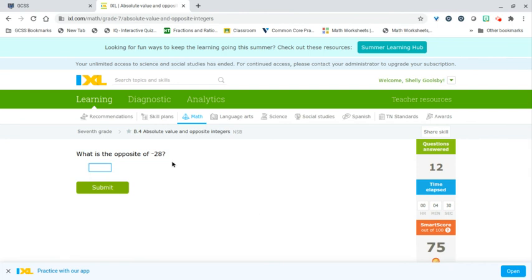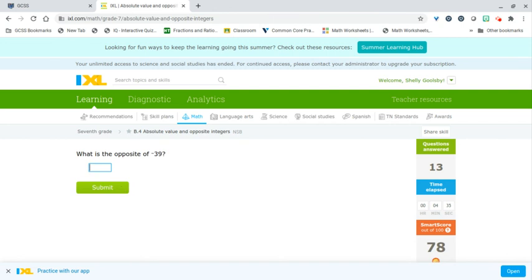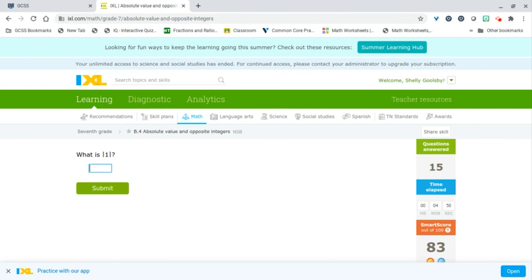What's the opposite of negative 28? Positive 28. What's the opposite of negative 39? Positive 39. What is the absolute value of negative 6? 6. How far from 0 is negative 6? It's 6. What is the absolute value of 1? How far is 1 from 0? It's 1. Don't get caught up in that opposite and put a negative, because you're not asking about the negative. Remember, these train tracks are talking about absolute value.